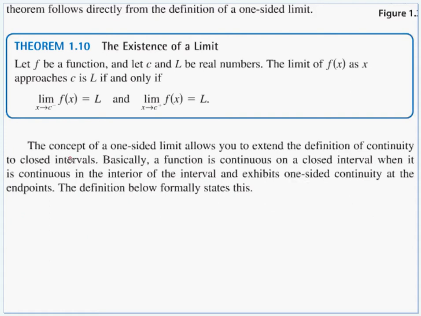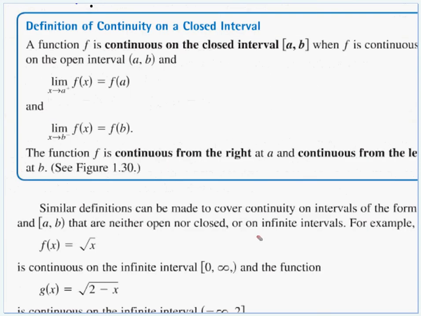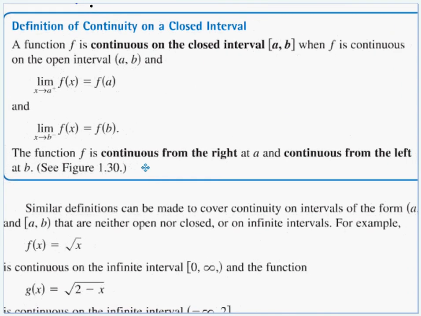The definition below formally states this. Definition of continuity on now a closed interval. So a function f is continuous on the closed interval. Notice the brackets now from a to b.